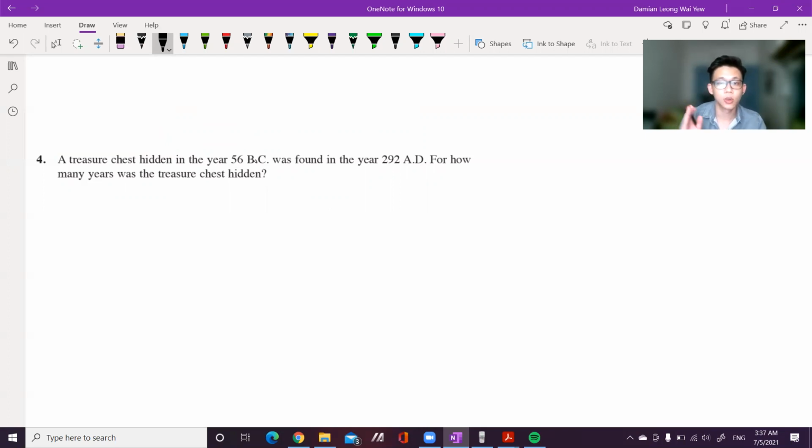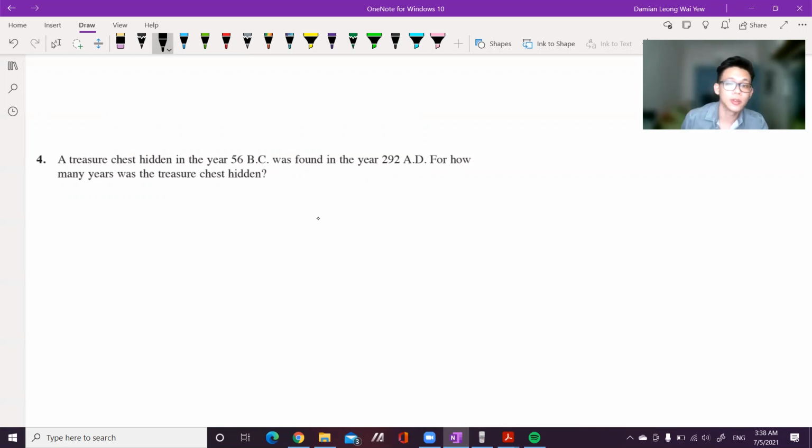So BC, before Christ, means before year 0. AD is Anno Domini, but you don't have to really know what it stands for. Basically, it means how many years after your year 0. In other words, the 56 years is a negative value, because it's 56 years before your year 0. And then 292 AD is 292 after your year 0, means it's a positive value.